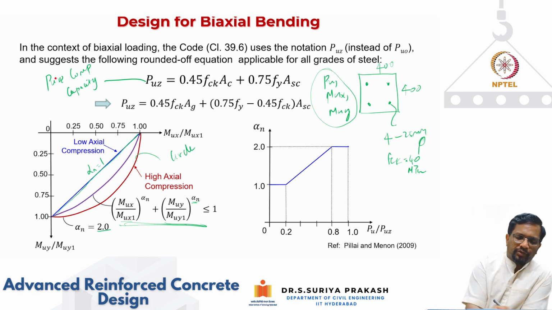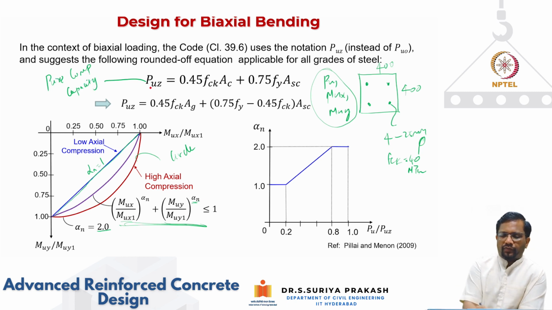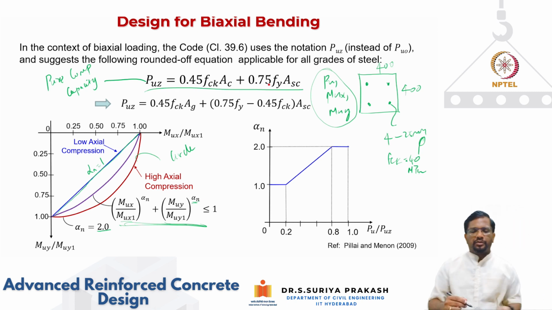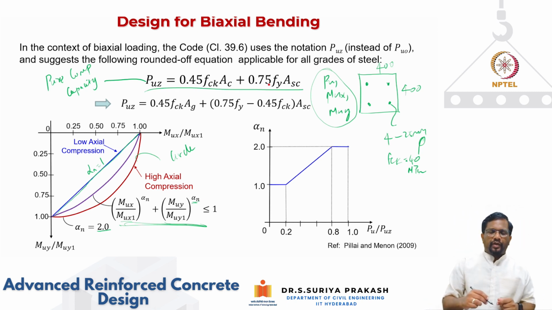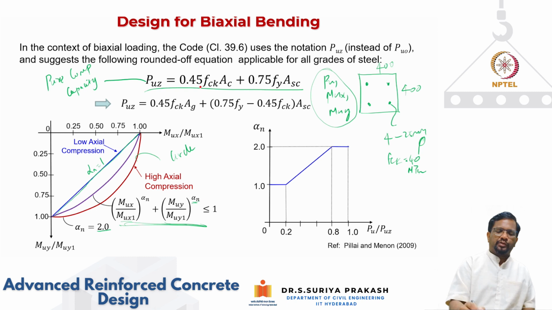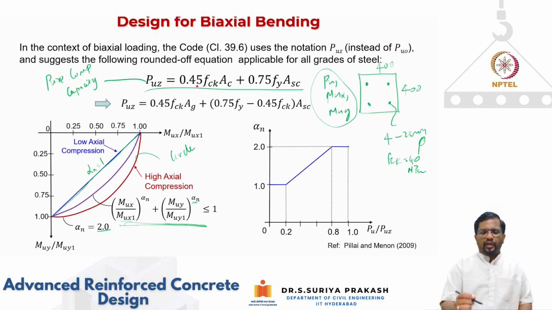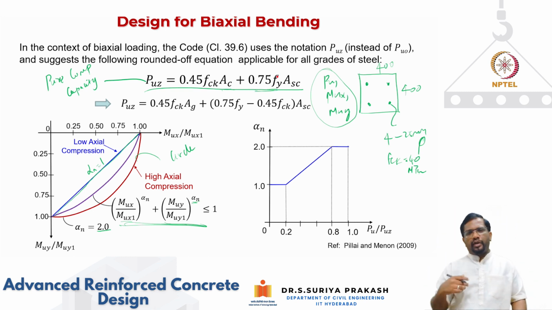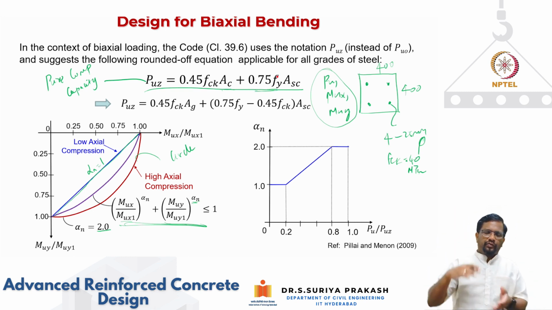So this is the pure compression capacity, right? So that's what we have as the equation here. How do we get this equation? If you go back, we looked at what strain condition we assume to estimate pure compression capacity: epsilon cu is equal to 0.002. For epsilon cu of 0.002, what is the concrete stress? It is going to be 0.447 fck, but 0.447 is approximated here as 0.45 fck, and I have to multiply it with the concrete area, corresponding to a strain of 0.002 for pure compression.